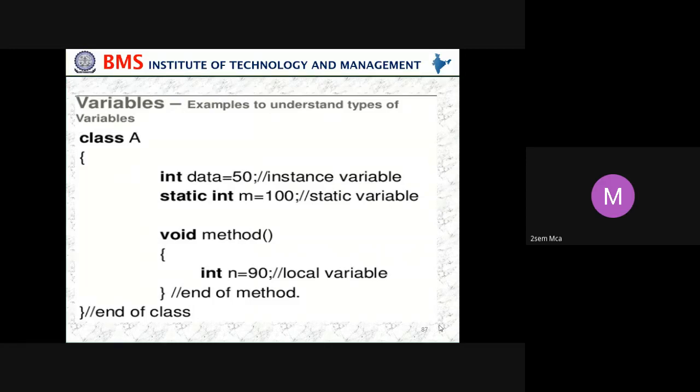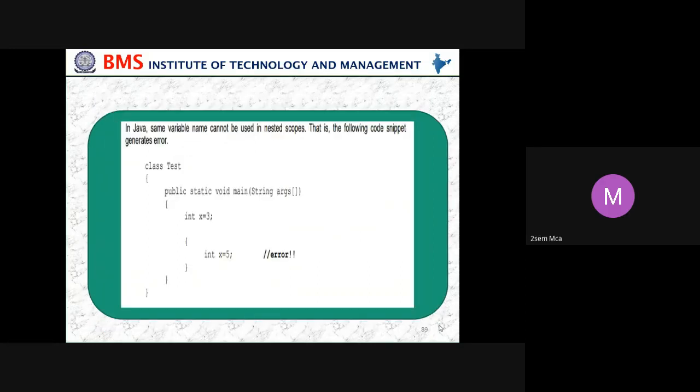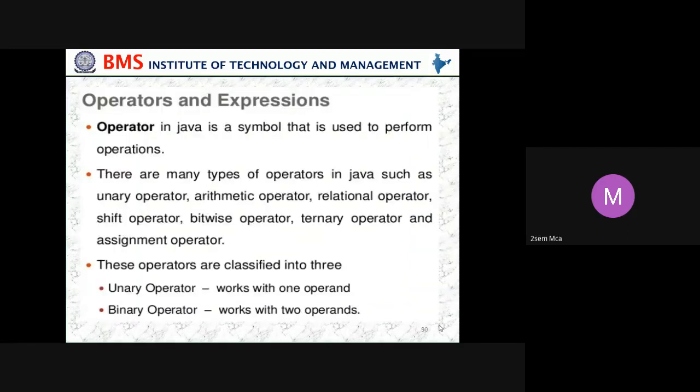Then in the method, that is int n equals 19. So we have seen this program where the x and y values are repeated. Then we have seen how the error is occurring.